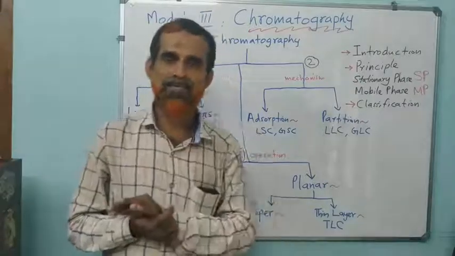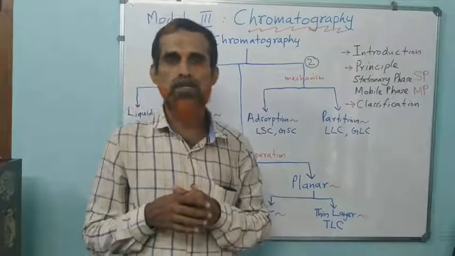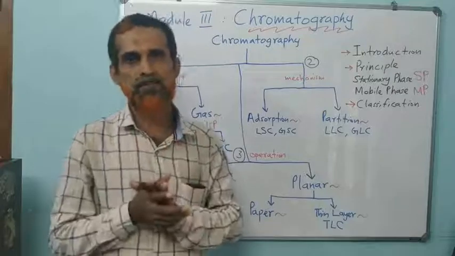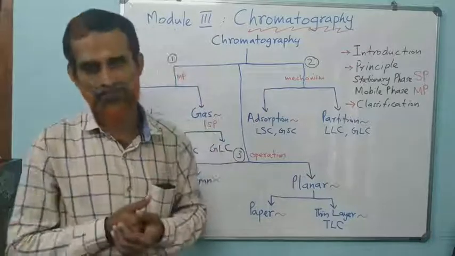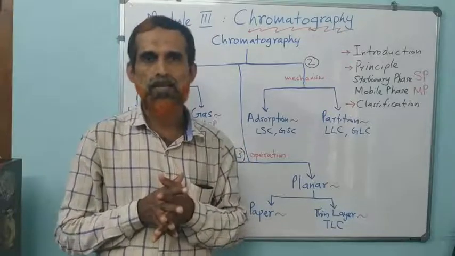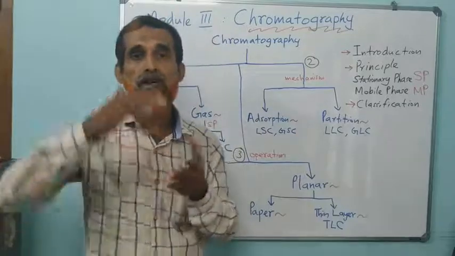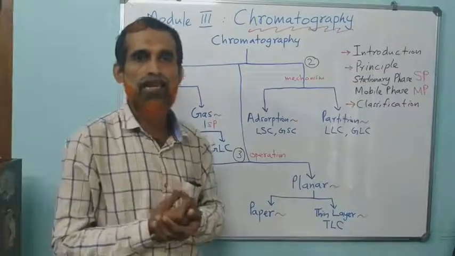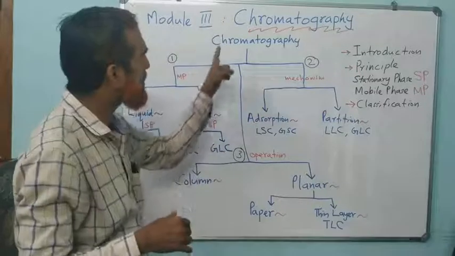As a matter of fact, this technique was introduced by a botanist, Michael Tswett, in 1906. He separated plant pigments like chlorophyll from plant extract, and he used a column of calcium carbonate and petroleum ether for the separation, and he got various colored zones. You know, plant pigments are obviously colored, and he got colored zones in the column. That's why the name chromatography.